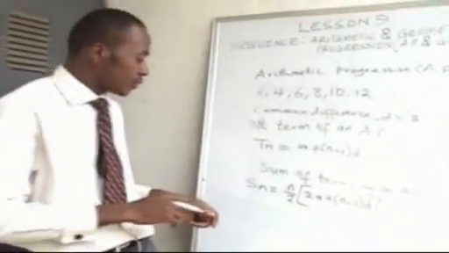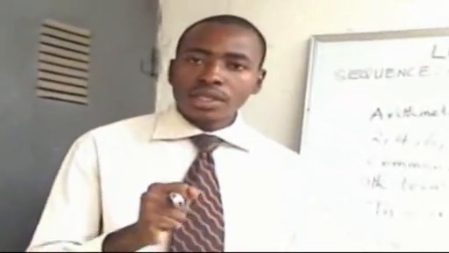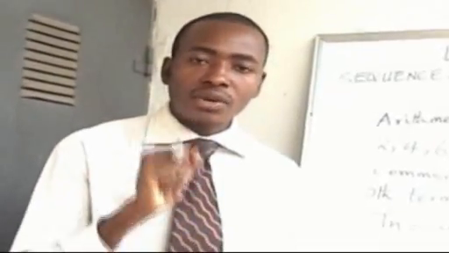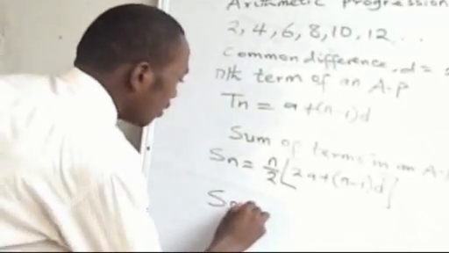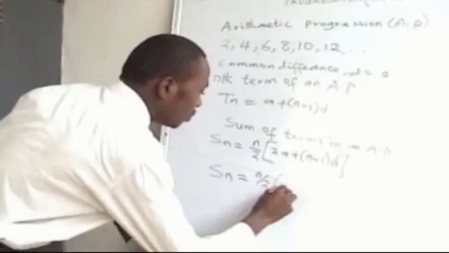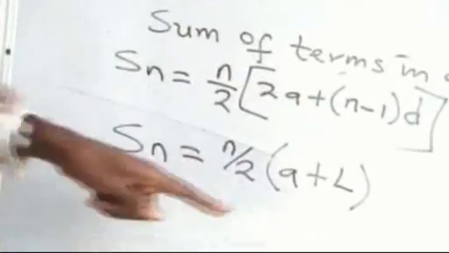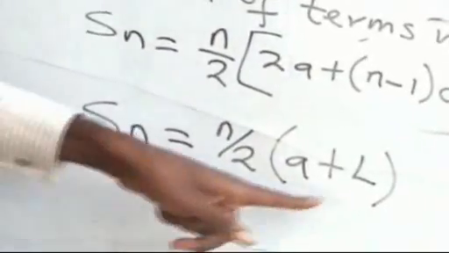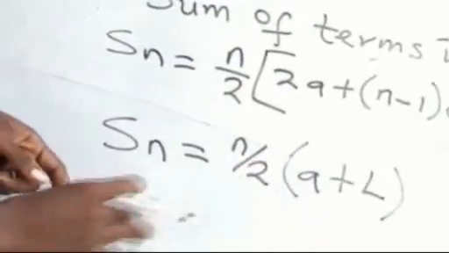But on the other hand, if you know the first term and the last term in the sequence, there is another formula that you could use that is shorter and simpler, and that other formula is Sn is equal to n divided by 2 into (a plus l), where n is the number of terms in the sequence, a is the first term, which you must know, and l is the last term, which you must know before you can use this other formula.